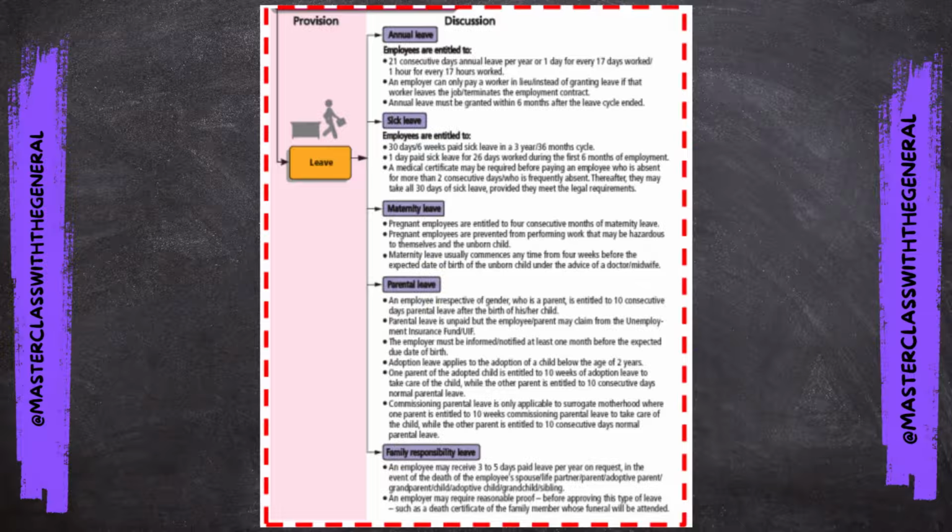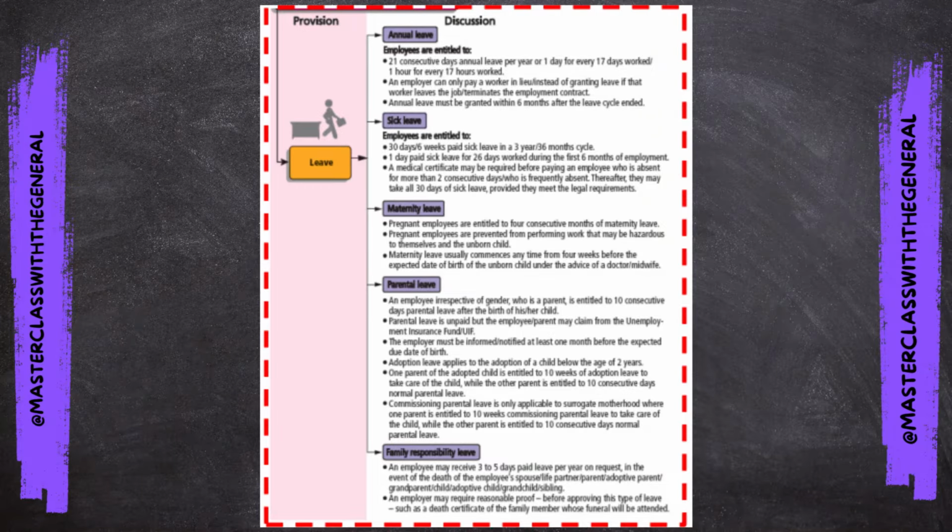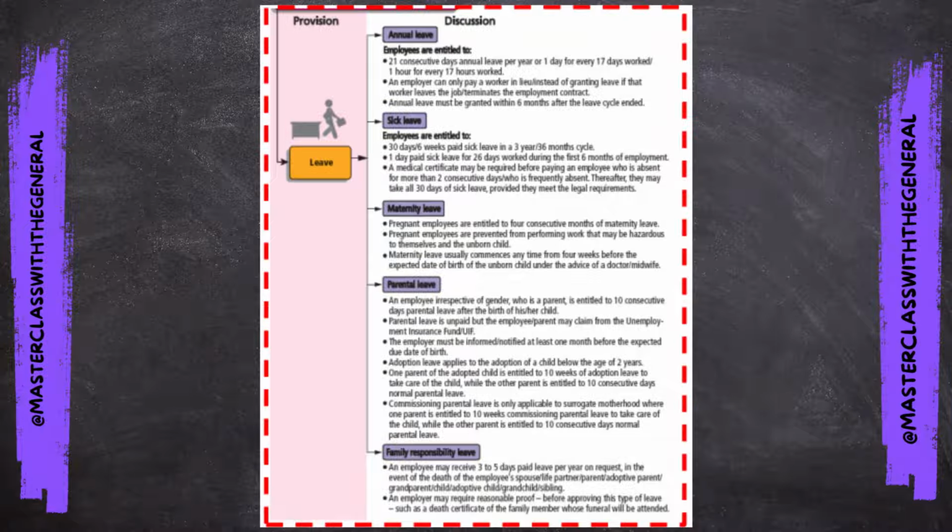Adoption leave applies to the adoption of a child below the age of 2 years. So this also applies in a situation where these parents may not be the biological parents. They may have adopted the child. Parental leave will also apply. One parent of the adopted child is entitled to 10 weeks of adoption leave to take care of the child, while the other parent is entitled to 10 consecutive days normal parental leave. So it's not both parents who get to take 10 weeks of adoption leave. One parent will take 10 weeks of adoption leave if the child is under 2 years, and the other one will take normal 10 consecutive days parental leave.